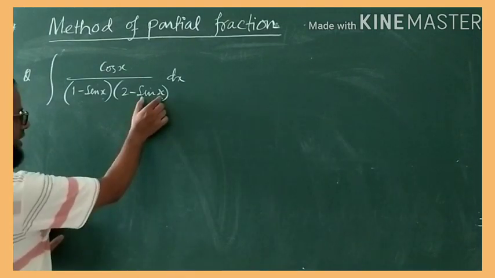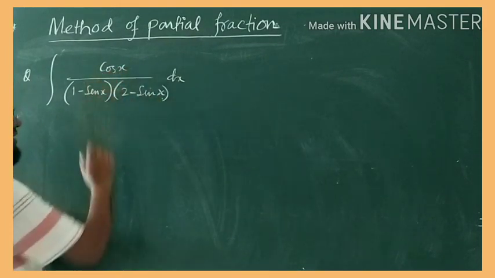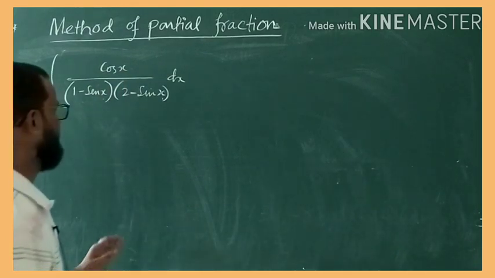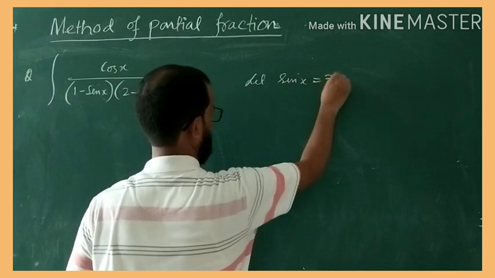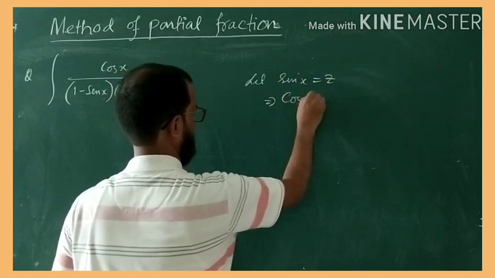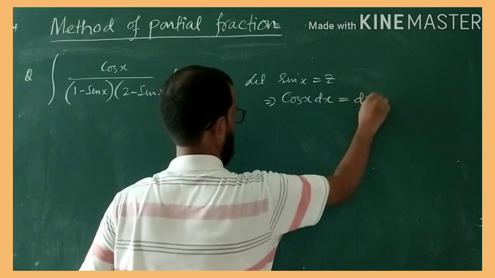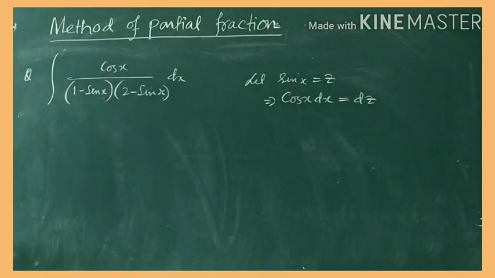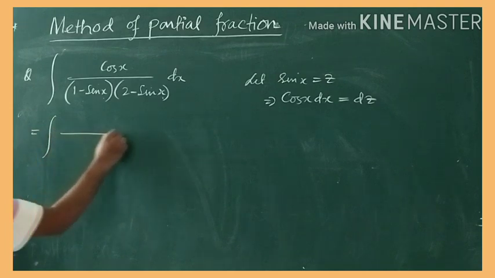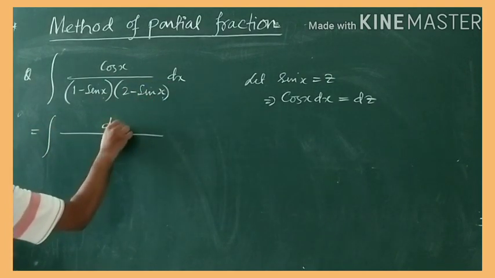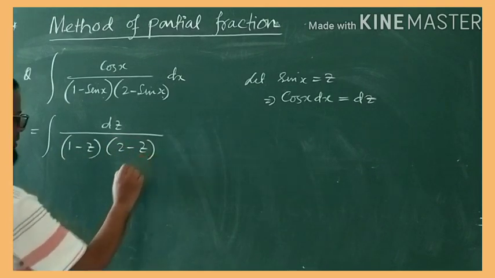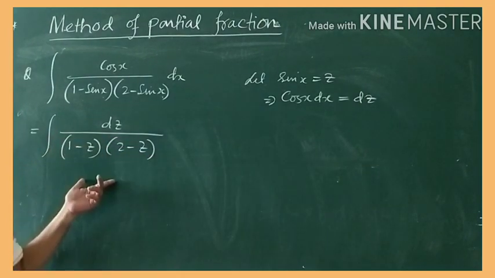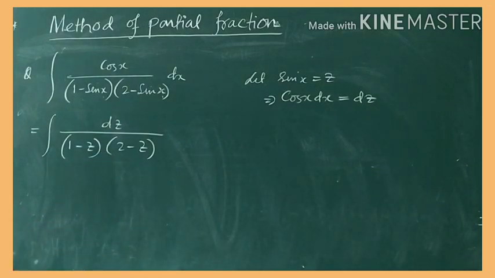You know, if you take sin x equal to z, the derivative of sin x is cos x. So easily, the first step is: let sin x equal to z. Then cos x dx equals dz. So your integral becomes dz by (1 minus z)(2 minus z). Yes, now this is an algebraic expression, so it is very easy to do such type of integral.